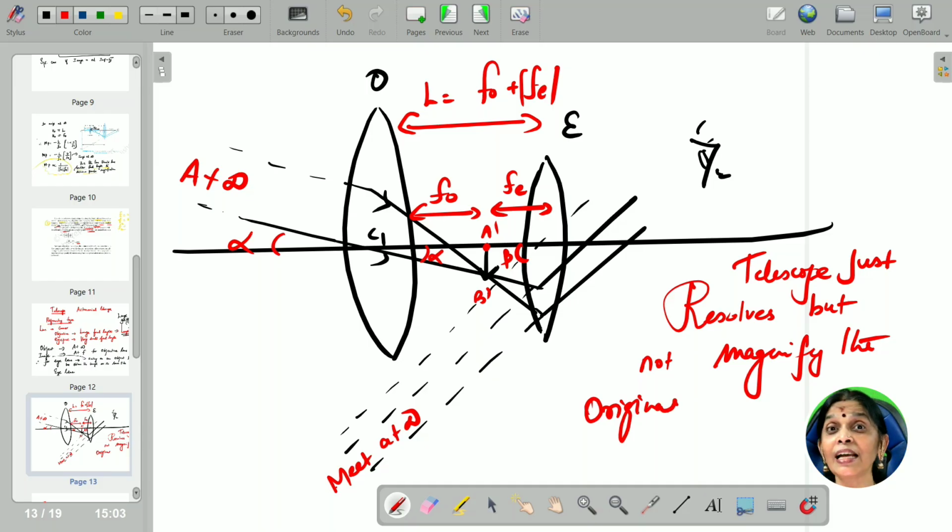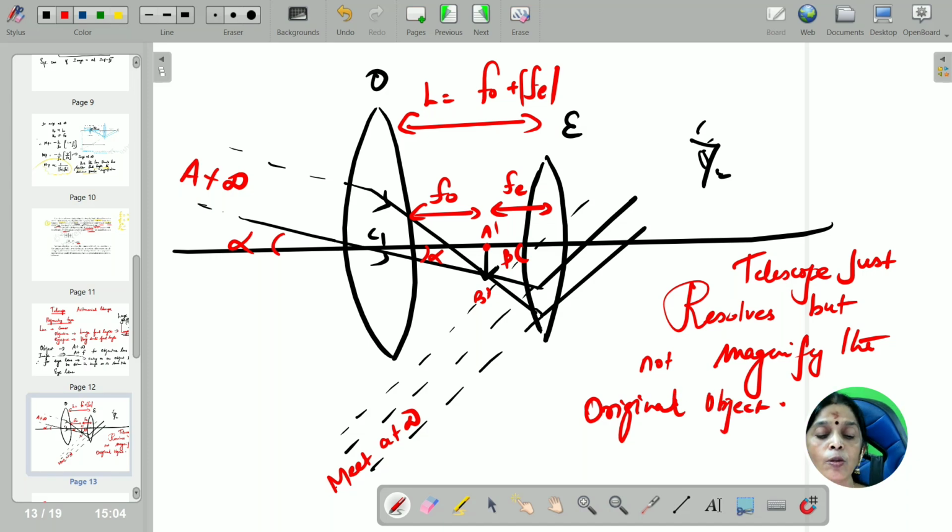You know what is the original size of the Moon? What is the original size of Venus? It is very huge, in kilometers. Is it magnifying like that? Whenever you are looking through the telescope in Birla Planetarium or wherever, it doesn't magnify the object. It is just the points that are magnified, whereas in fact it resolves. The telescope just resolves but does not magnify the original object.